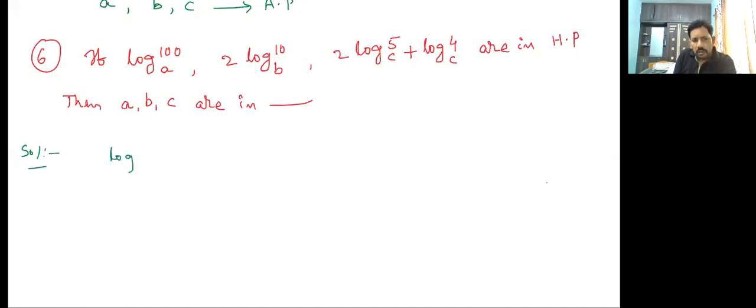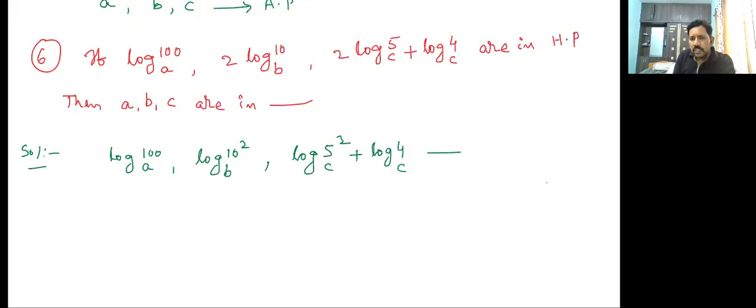Log 100 to the base A, comma, here 2 log 10 to the base B. That is, we can write log 10 square to the base B. The power in front of a logarithm is sent to the power, comma. Here also the same: log 5 square to the base C plus log 4 to the base C. These are in HP series, harmonic progression.